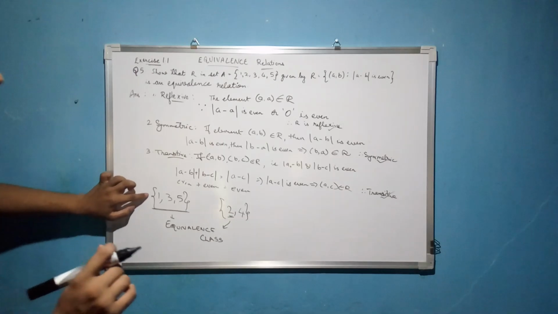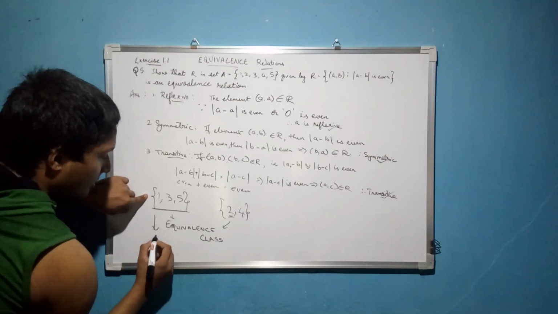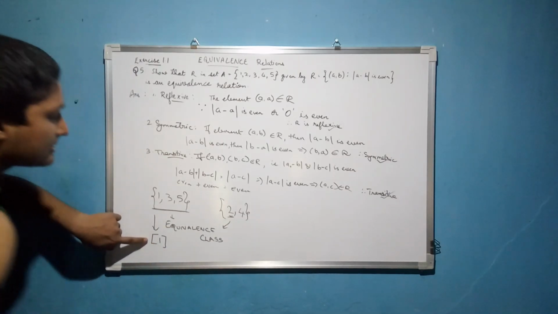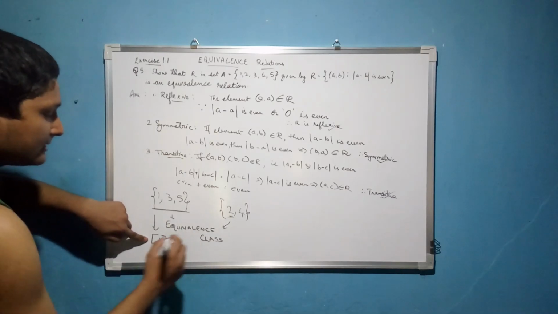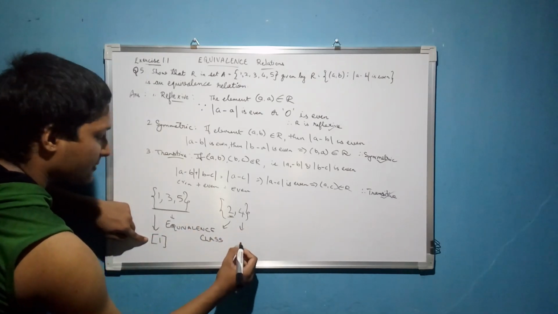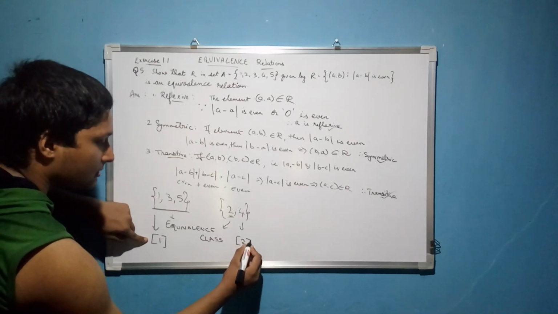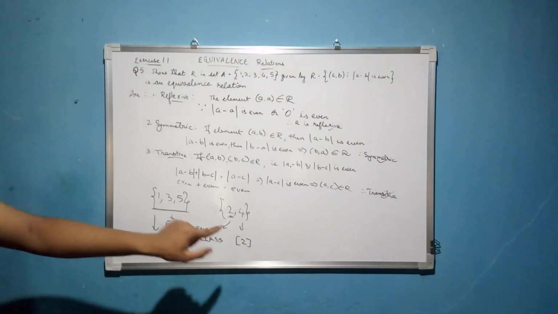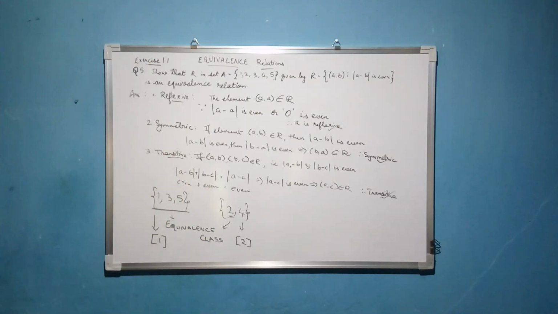So this equivalence class can be represented as the equivalence class of 1. This is a square bracket, not a curly bracket. Here it can be represented as square bracket 2. This represents that you need to find the equivalence class of 2.